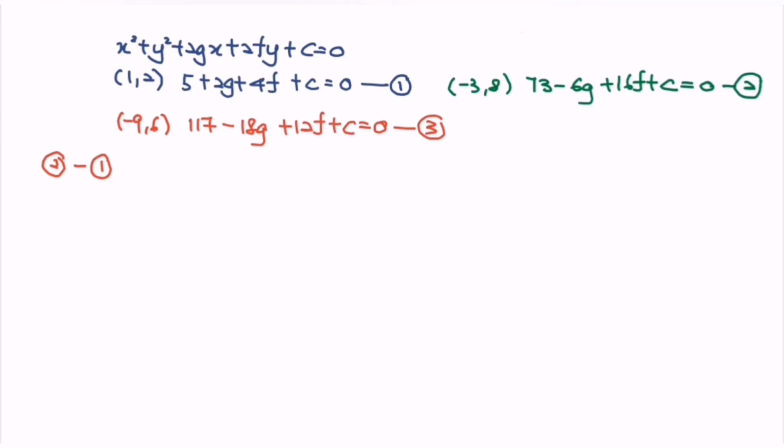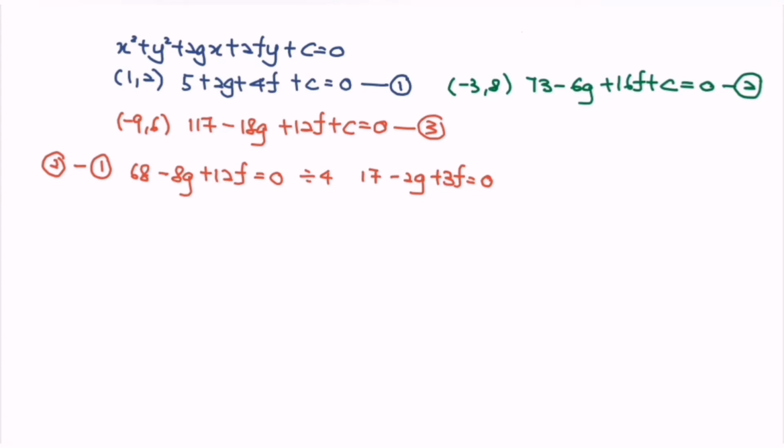So we have 73 minus 5. So very obvious, we will have 68. Then focus with negative 6g minus the 2g. So we will have negative 8g. Then follow with 16f minus the 4f. So we will have 12f equals to 0. Because kindly focus on the c minus with the first equation, we also have c. So if we simplify, meaning if we divide by 4, we will have 17 minus 2g plus 3f equals to 0. So that is our product if we are using the second equation minus the first equation.